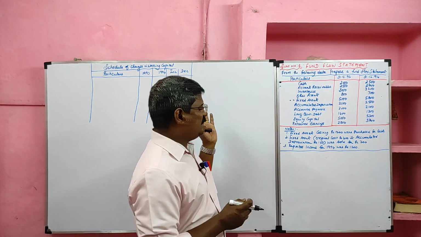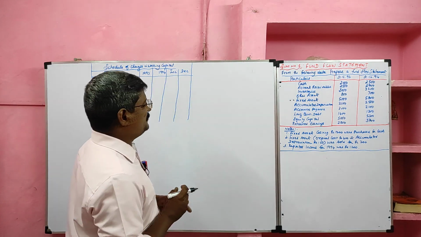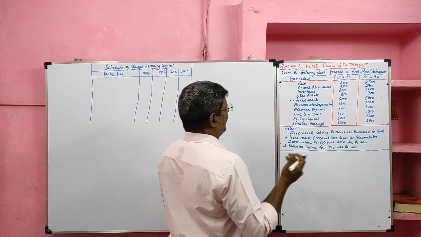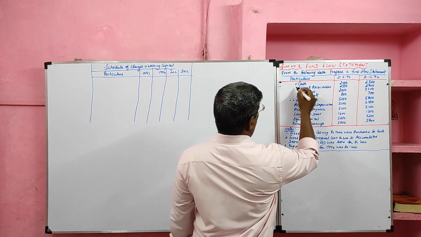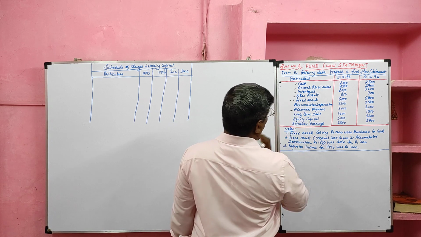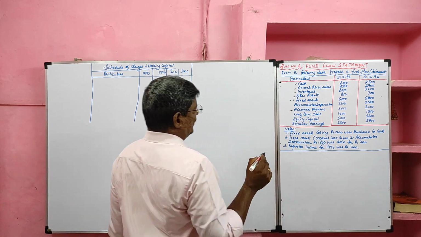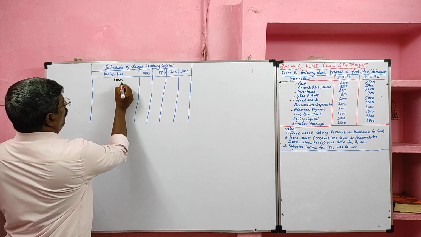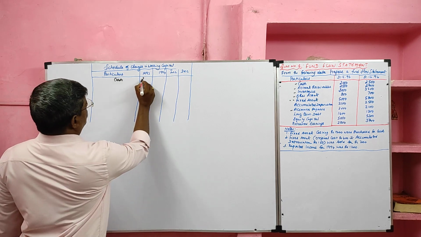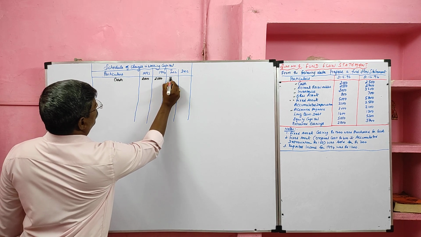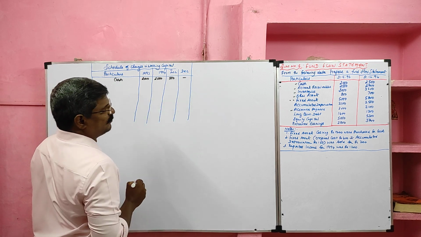Look at the problem. First, I am going to prepare the schedule of changes in working capital. We will take current assets and current liability. Current assets are cash, accounts receivable, inventory, other assets; accounts payable is a current liability. First I am going to take cash. Cash, opening balance 2000, closing balance 2500. So 500 rupees increase in the working capital.